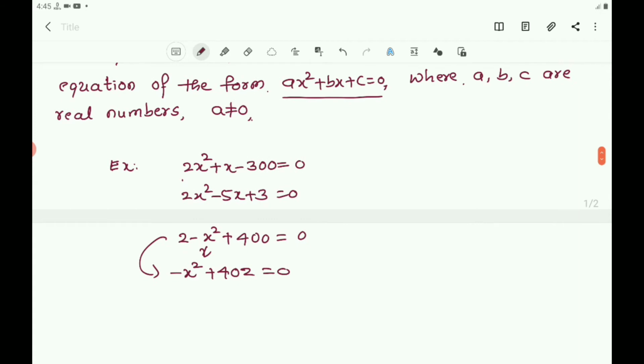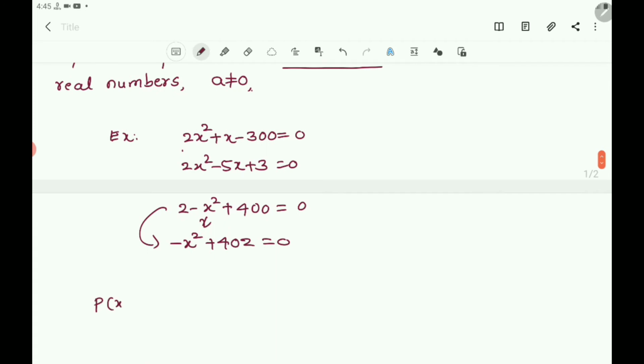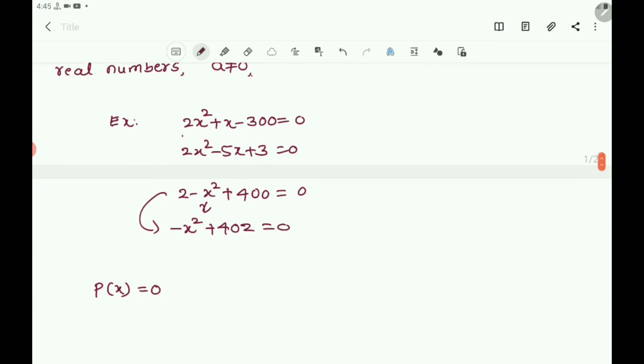In fact, any equation of the form P of x equals 0, where P of x is a polynomial. What is the degree of the polynomial? That is 2. P of x is a polynomial of degree 2. So, the quadratic equation is in the form of P of x equals 0, where P of x is a quadratic polynomial.